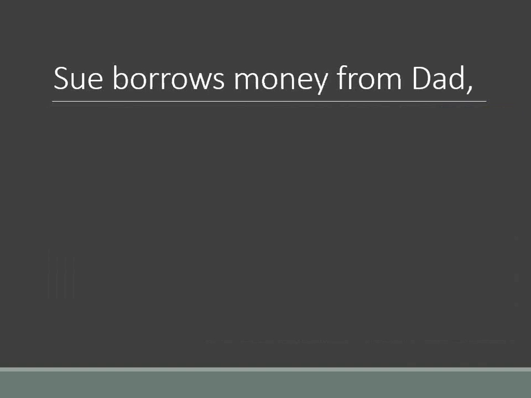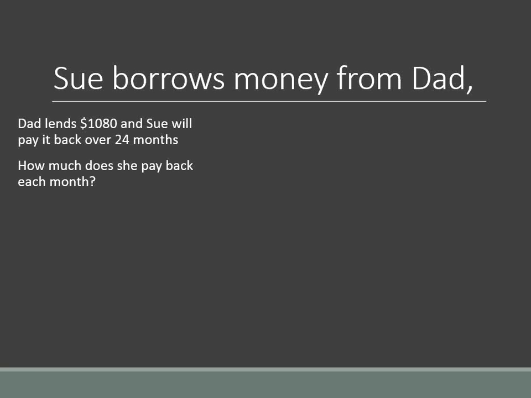But Sue doesn't have that money. She needs to borrow that money from her dad. So her dad's going to go ahead and lend her the $1,080 to buy the car. But he's telling Sue she needs to pay that money back over 24 months. He's not going to charge her any interest. So how much does Sue have to pay back to her dad each month in order to pay that $1,080 off? Go ahead and chat that in if you can come up with that number.